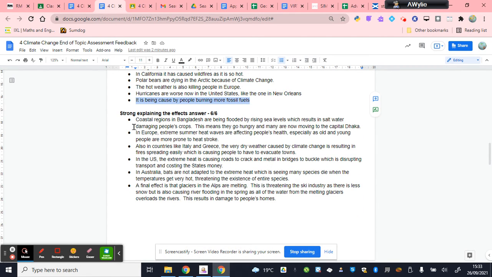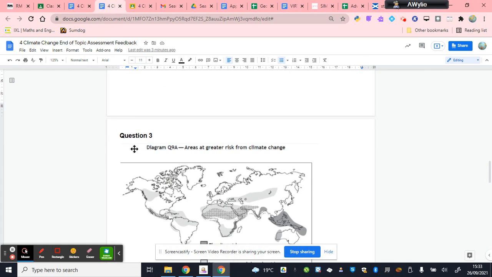What I'd suggest you now do is pause this and read through what is a very good answer where every effect is fully explained and linked to how people or the landscape or animals, wildlife are affected. Okay, I'm assuming you've now read through this strong answer. Let's have a look at question 3.